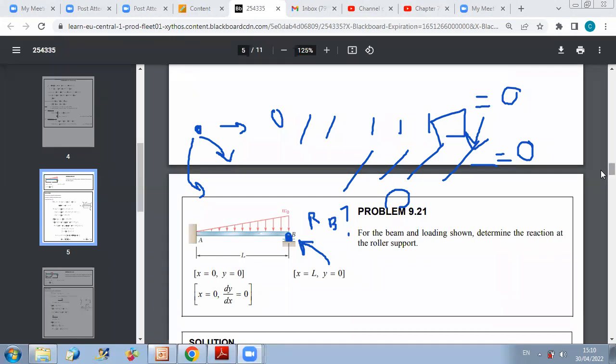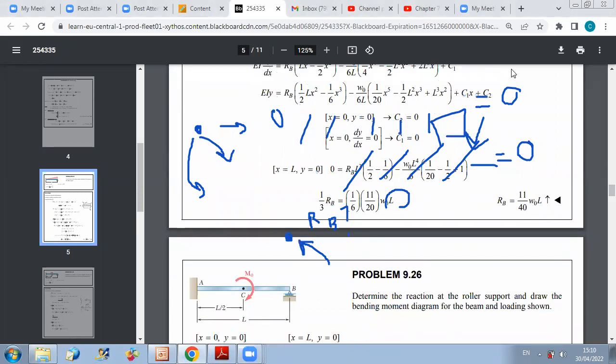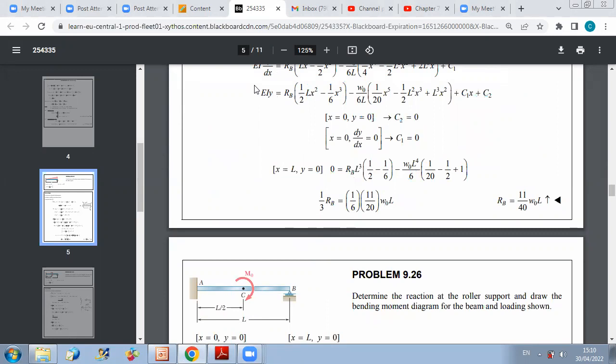So now if I go to my equation of deflection, and I say that at x equal L, the deflection is 0, I can find out, by replacing here, so I do RB times half L cube minus 1 over 6 L cube minus omega 0 over 6L, L5 over 20 minus half L5 plus L5 plus C1L. C1 is 0. Sorry, this is the Y equation. I should replace. Yes, it's right. So in the Y equation, C1, C2 are equal to 0. I just have to replace X by L. And then by doing so, I will get an equation with one unknown. Okay.